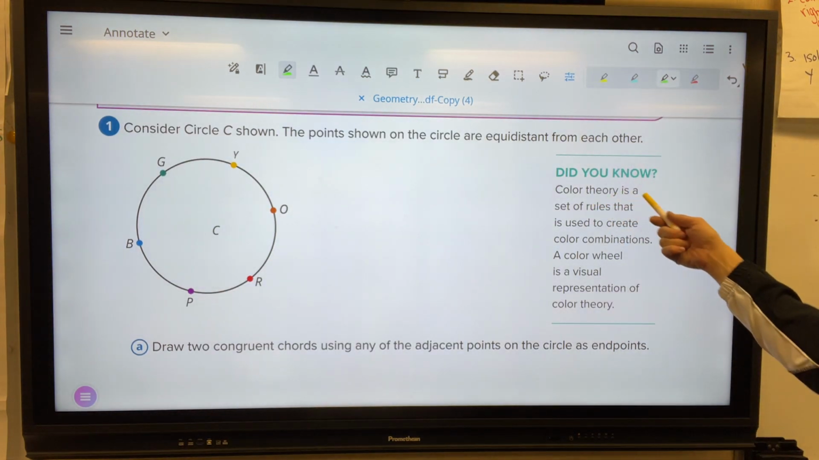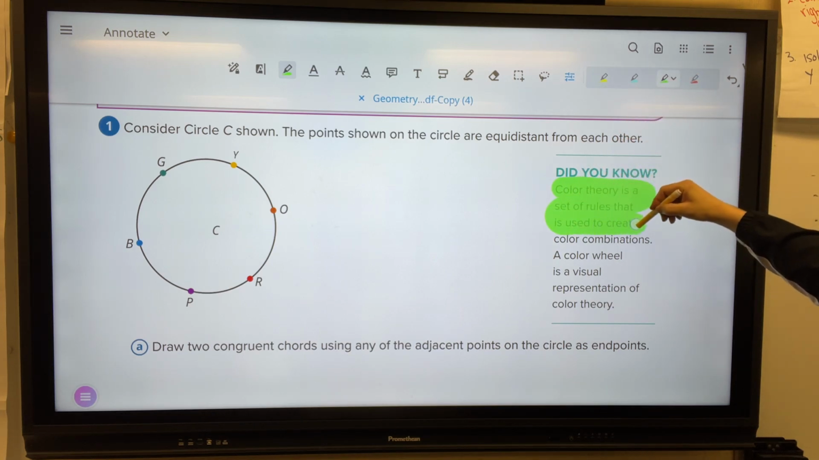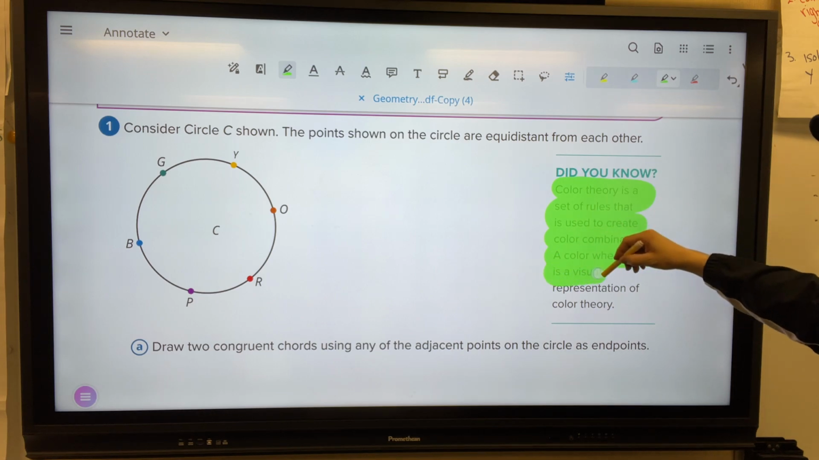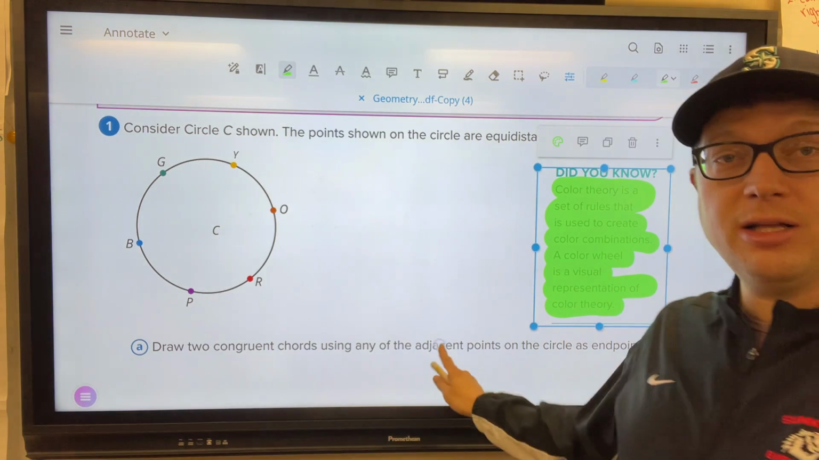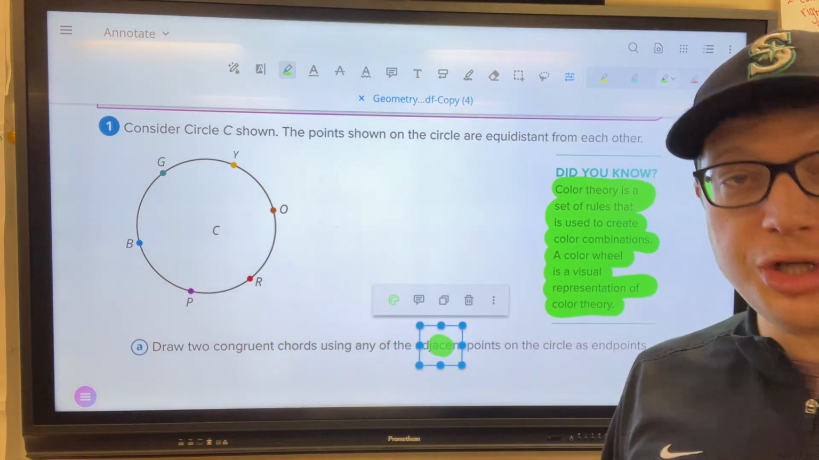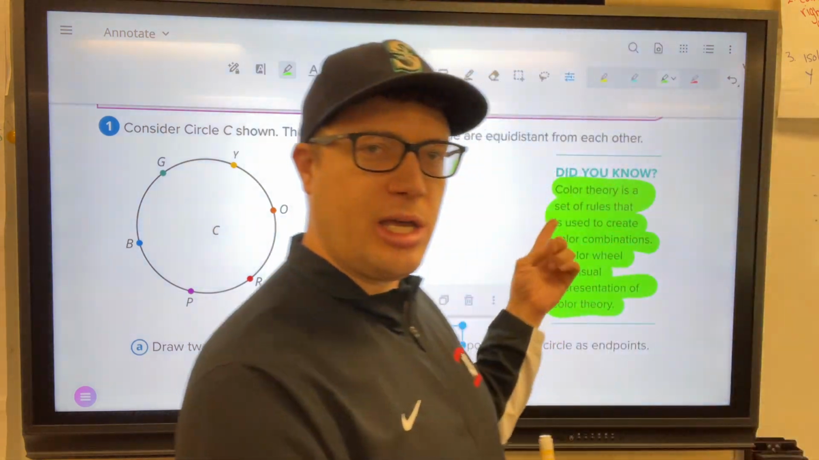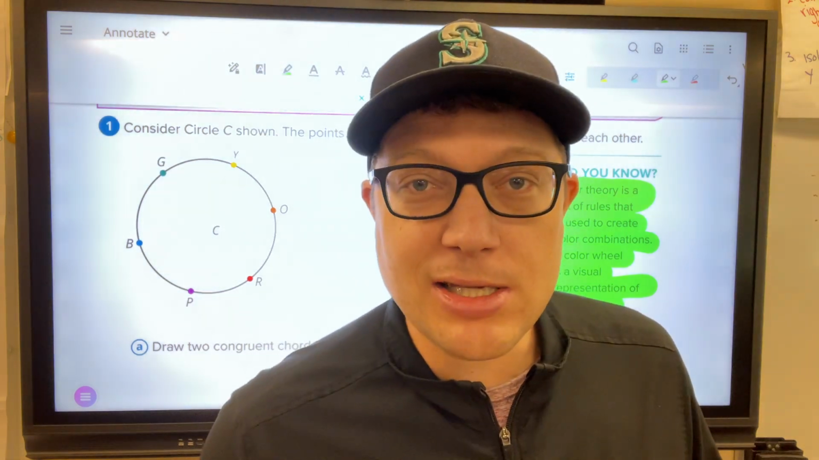Did you know color theory is a set of rules that are used to create color combinations, and therefore a color wheel is a visual representation of color theory? Yeah, that's a fact. If you're paying attention in art class, you've seen this and heard about this, and now you need to know that it's all connected to math.